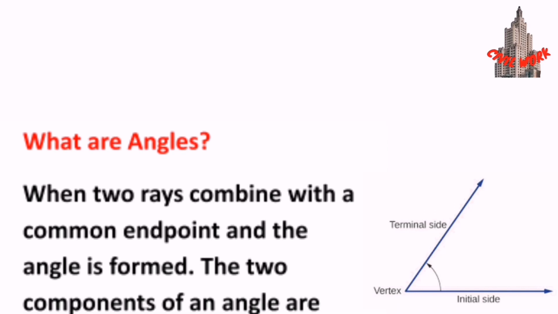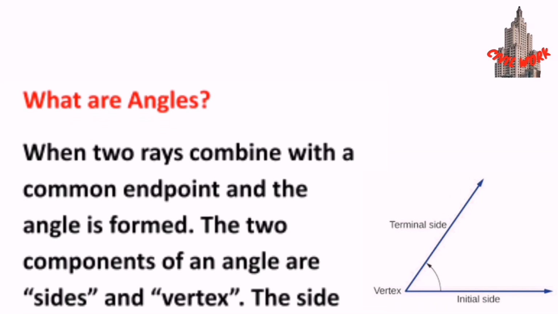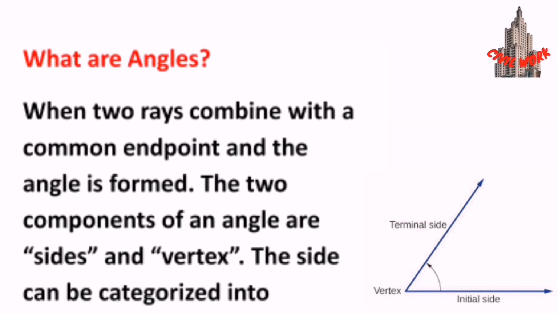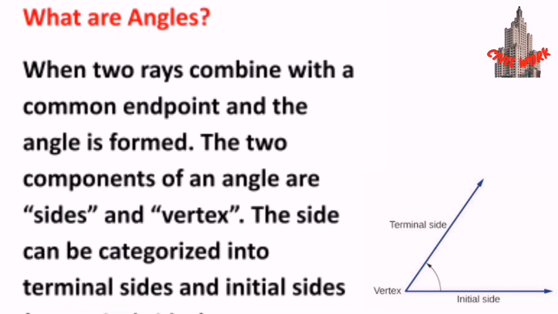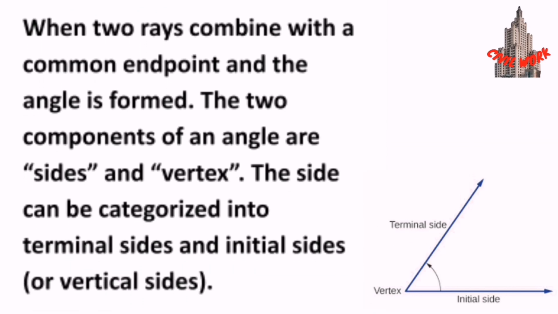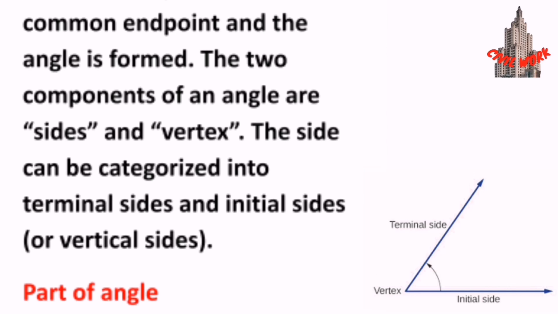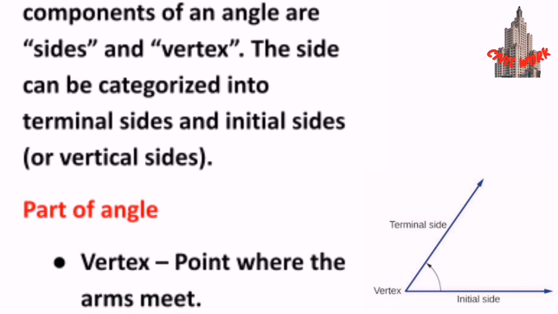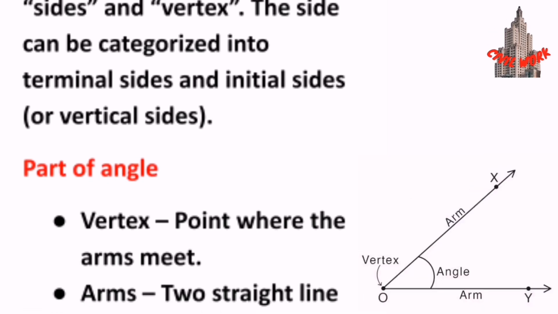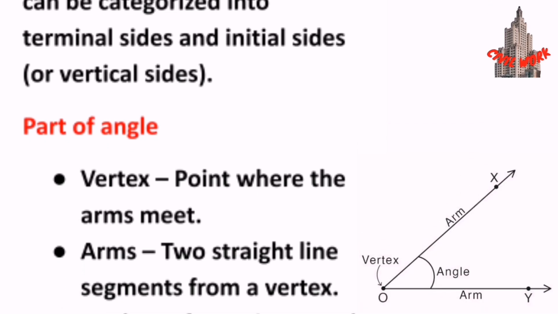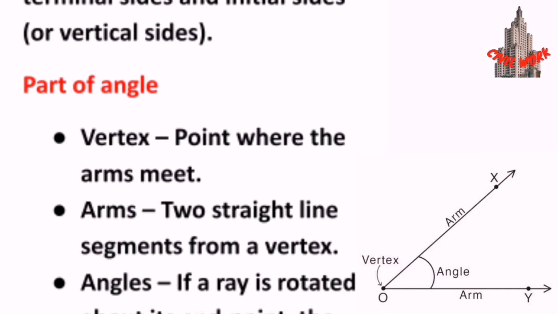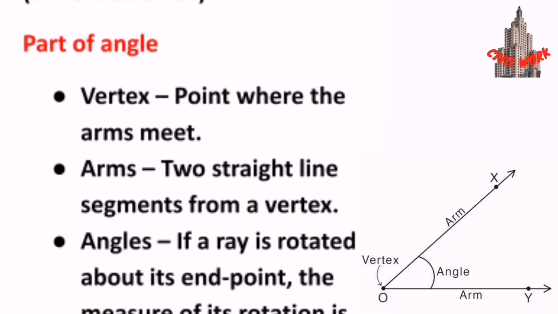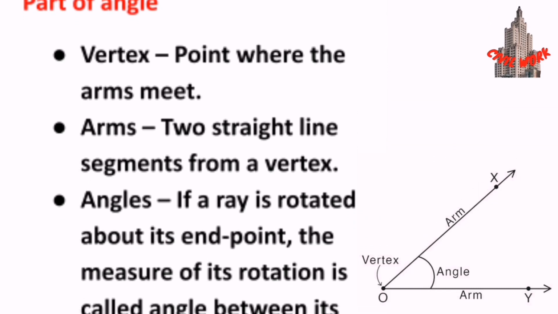What are angles? When two rays combine with a common endpoint and an angle is formed, the two components of an angle are sides and vertex. The sides can be categorized into terminal sides and initial sides. Parts of an angle: vertex, the point where the arms meet; arms, two straight line segments from a vertex.